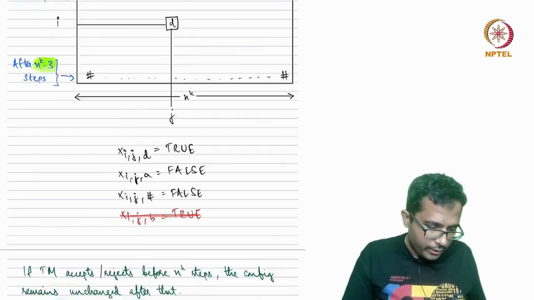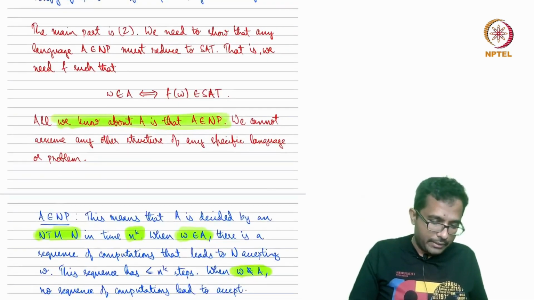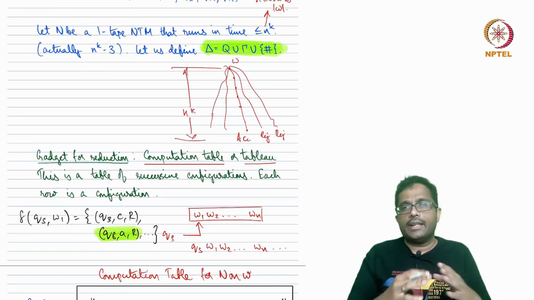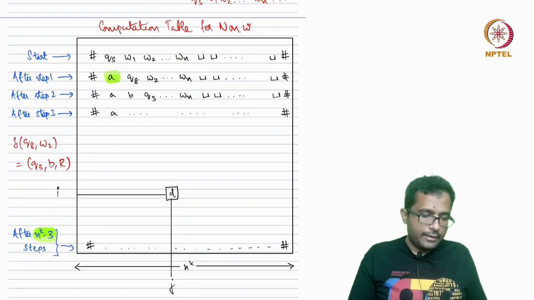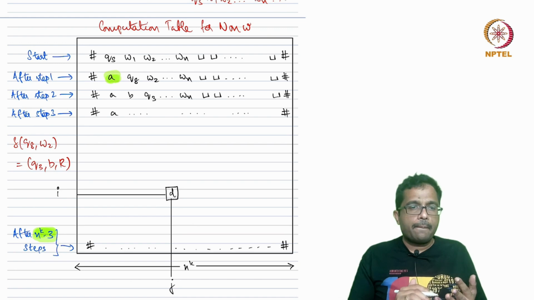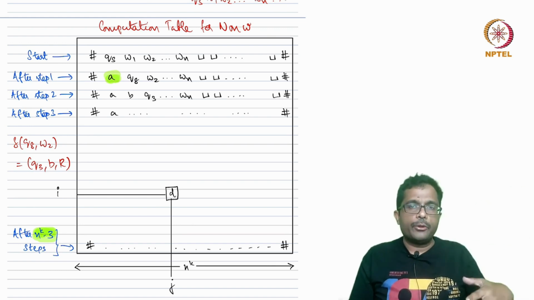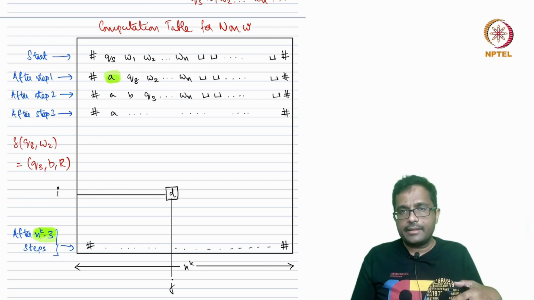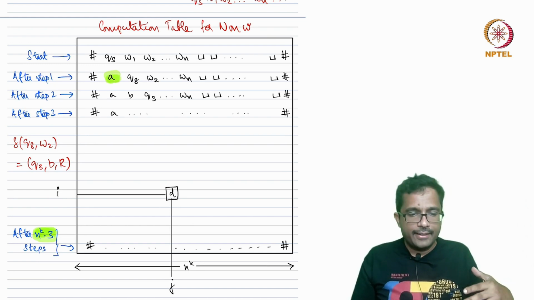So just to summarize what we saw here, to show that SAT is NP complete, we first showed that SAT is in NP. Then we wanted to reduce an arbitrary NP language A to SAT. For that we formed this computation table, and the goal is that if a string W is accepted by the NTM decider for A, there is a valid sequence of computations that lead for it to be accepted, and those valid sequence of computations will make the formula have a satisfying assignment, right?